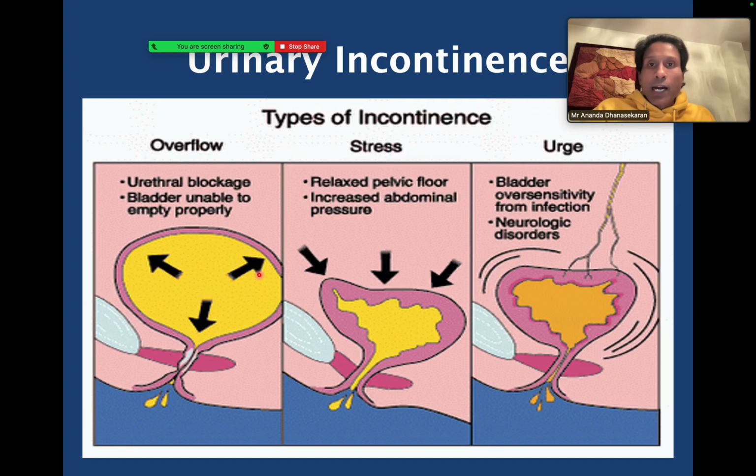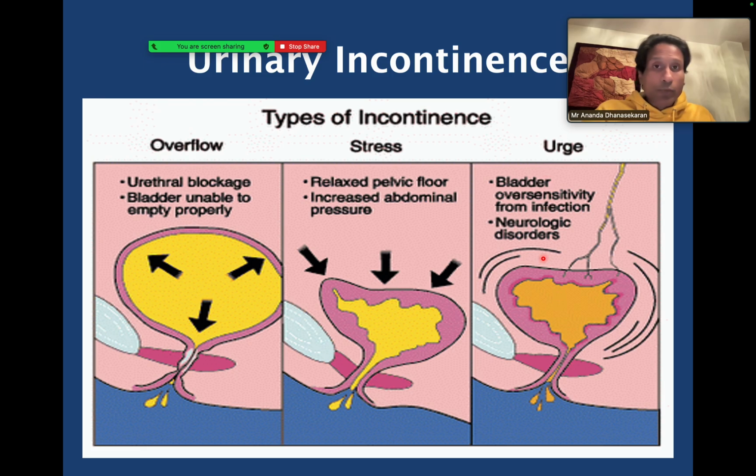Okay. And now, urinary incontinence. As I said, incontinence can happen if the bladder is completely filled. We call it overflow incontinence because the bladder is too full, but the outflow is not open enough, so the patient will have some urine leak due to overflow. Stress incontinence is the one where patients cough or lift a heavy object. That stress on the abdominal wall is transmitted to the bladder, which results in urinary leak.